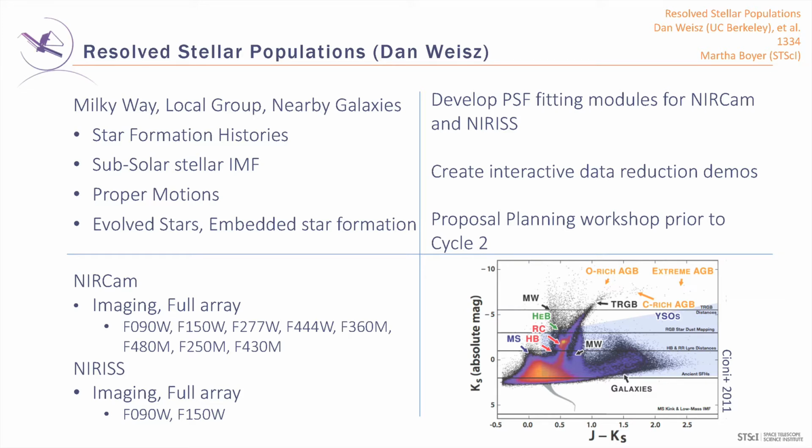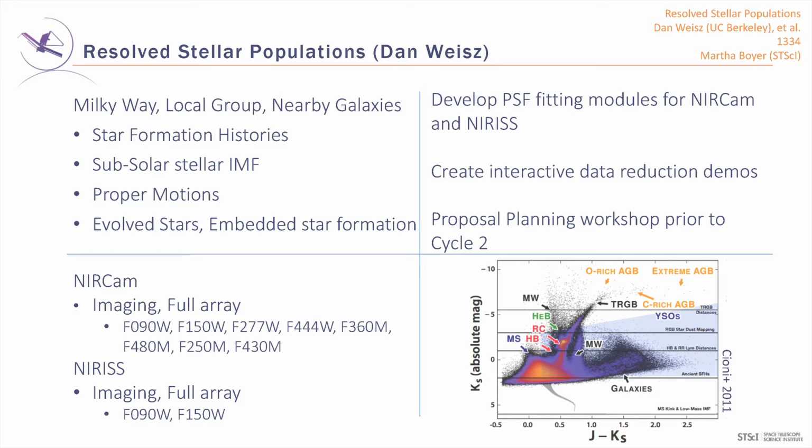And along with the science that we'll be delivering, we're also going to focus on a couple of different products. Our primary product is to develop a PSF fitting module for NIRCam and for NIRISS that will get plugged into, in particular, DOLPHOT, but also into other Python packages. Because the pipeline for JWST is only going to produce aperture photometry, so this is an essential part of resolved star studies that we're going to deliver. And then we'll also create interactive data reduction demos to show you how to take your data from the images to a final PSF point source catalog.